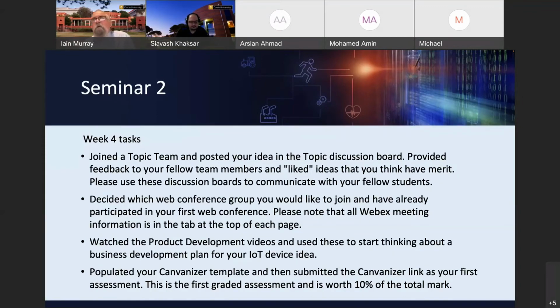Because, as I've said before, that's what we really want from this capstone. There's not much in the way of material for you to go through on the edX page. It's really about us getting together and assisting you with the development of your IoT concept. So getting everyone together is important. We do have some product development videos we'd like you to read through to look at how you're going to start building up those reports, which will focus your development and populate your Canvanizer template. And there it is, because it's a first grade assignment worth 10% of the overall mark.